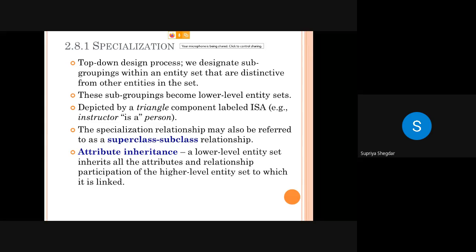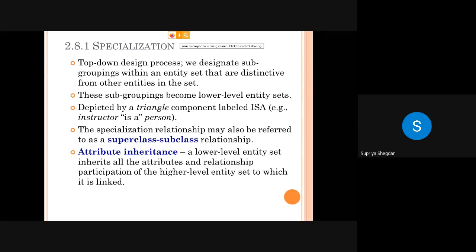The meaning of ISA is nothing but "is a". For example, we can say the instructor is a person. Here person is our higher level entity. Instructor is a person, student is also a person, teacher is also a person, manager is also a person. The instructor, teacher, manager, and student are some special classes of the person.